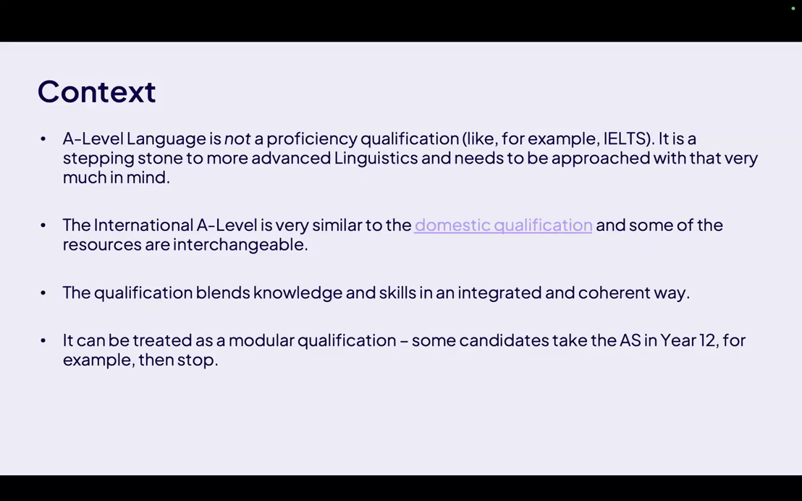But the advanced subsidiary includes papers 1 and 2, and then in actual fact the students can stop. But in order to have the full international A level, they need to have all 4 papers, 1, 2, 3 and 4, which is then the A2 level. The papers 3 and 4 are classified as A2, not AS.